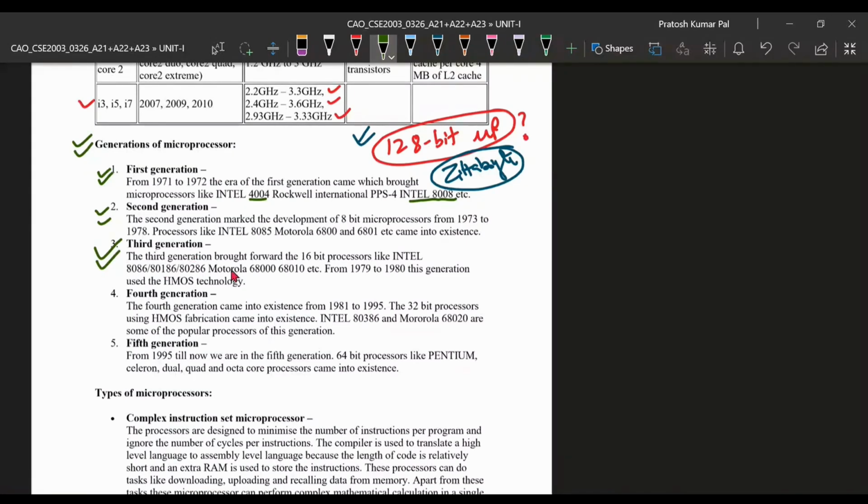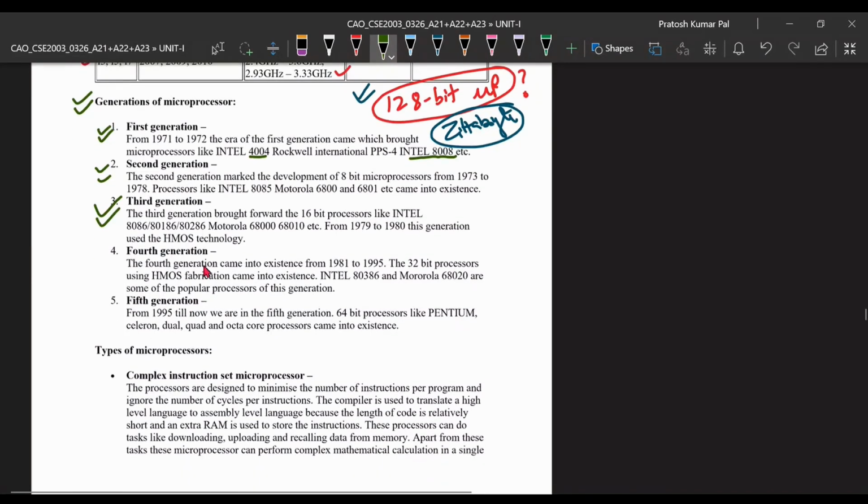In the third generation, 16-bit microprocessors are considered the third generation microprocessors. Here we are able to handle 16-bit data at a time. Previously we had 8 and 4 only. The fourth generation came into existence between 1981 and 1995. Here it comes with 32-bit microprocessors.